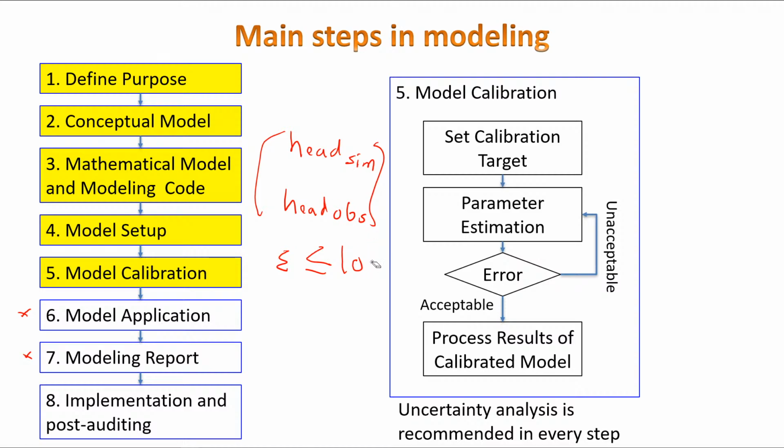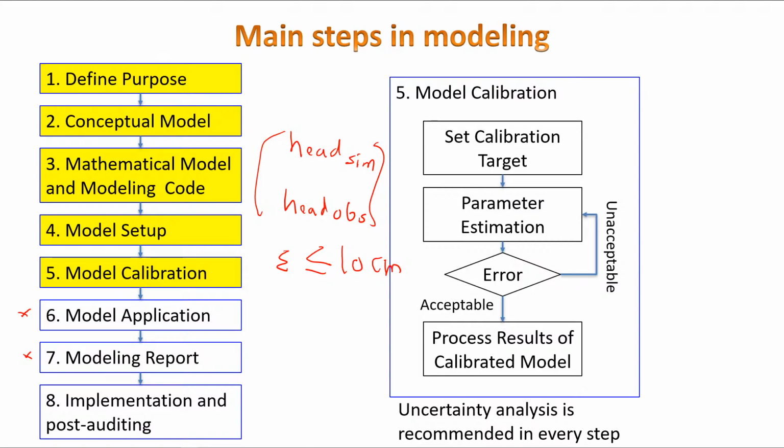For your term project, try to match the simulated head and the observed head for all your observations. It should be less than 20 or 30 or whatever number, just something like this. So that's the calibration target.